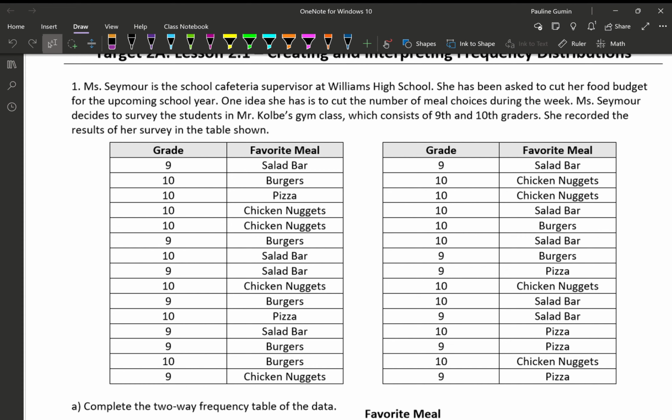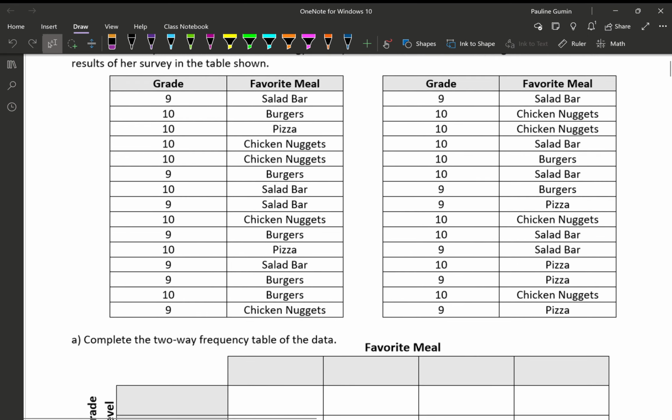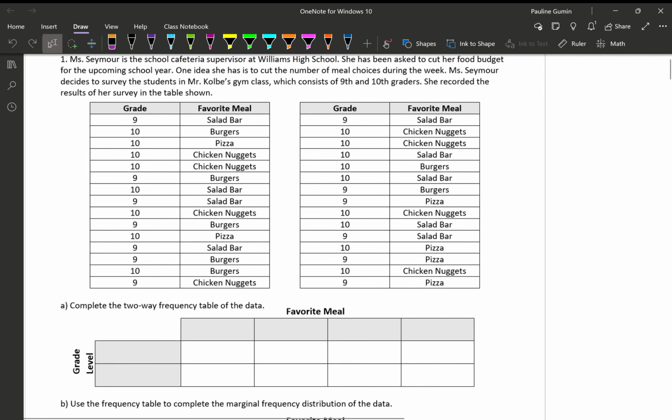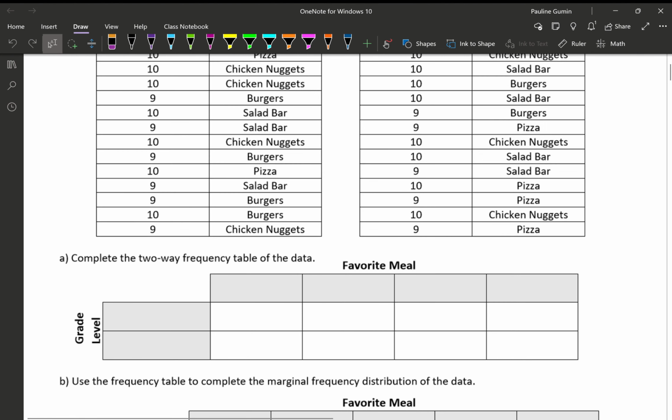Miss Seymour decides to survey students in Mr. Colby's gym class, which consists of 9th and 10th graders. She recorded the results of the survey in the data table shown below. There they are. We got two columns. We got grade and we've got favorite meal. So what we're going to do, first and foremost, is create a two-way frequency table.